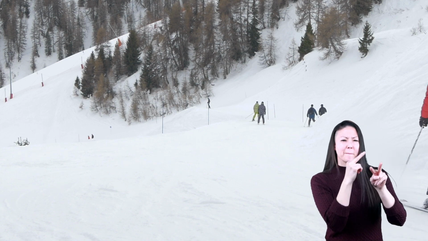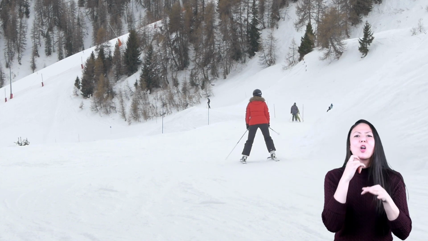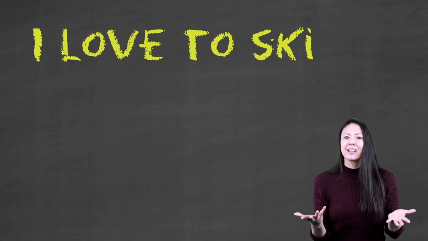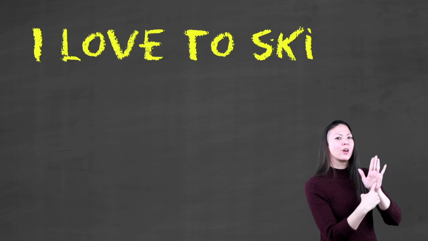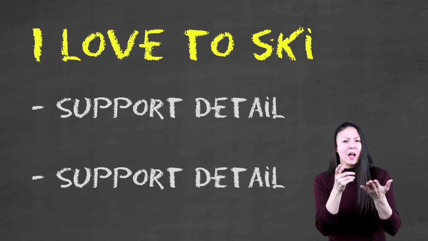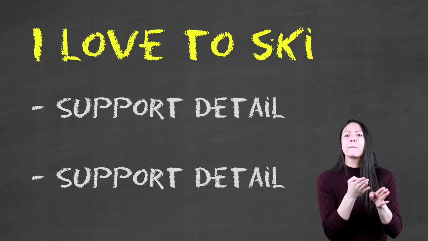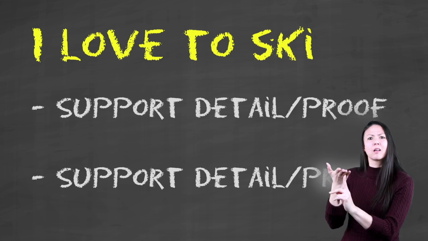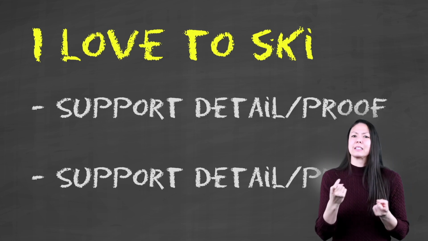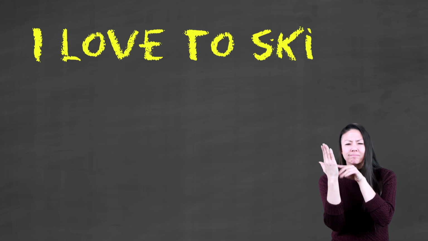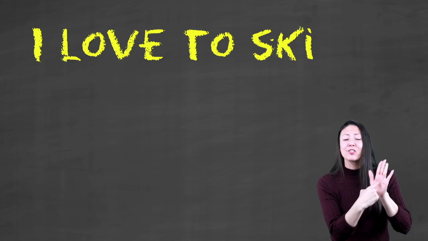Hey, let's go back to the paragraph that we read earlier about loving to ski. We already know that I love to ski is the main idea of this paragraph. So now, let's locate the details or sentences in that paragraph that support the main idea or prove that this author really does love to ski. Let's take a closer look at a few of the sentences in the paragraph.